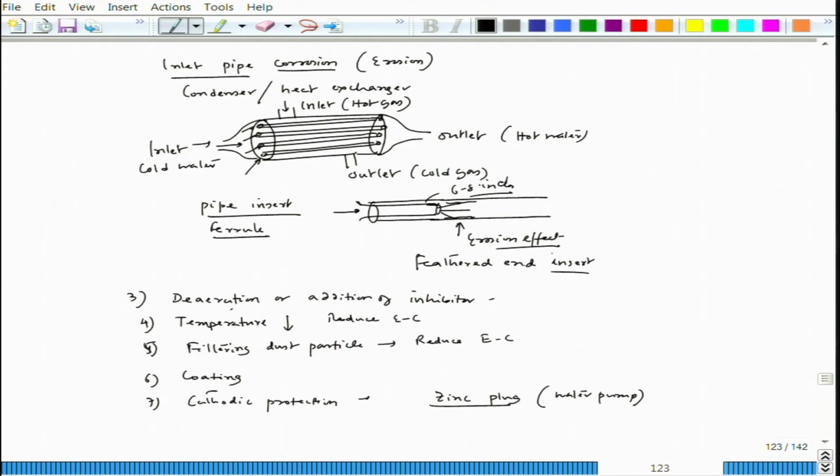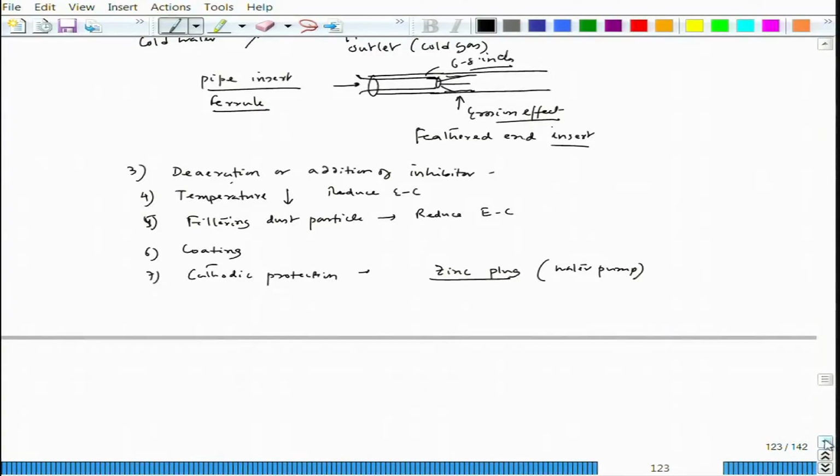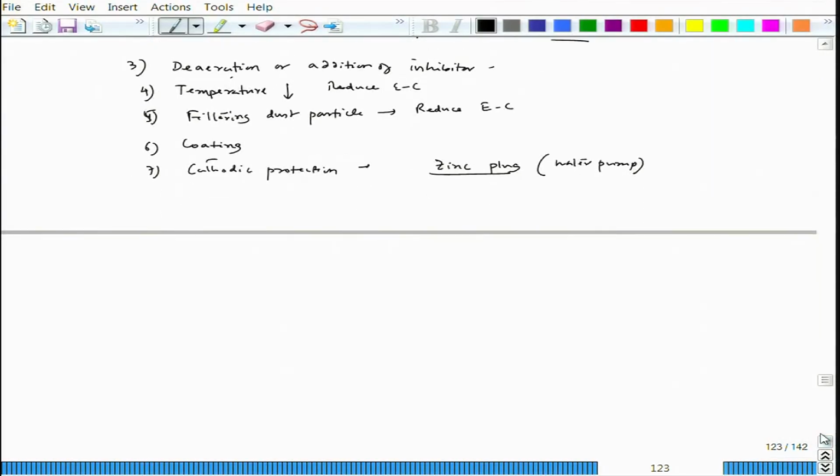But if you could see, mostly we are thinking of the design part. Okay. So, design makes a huge difference in the case of erosion corrosion, fine. So, now let us take up one special mode of erosion corrosion, that is cavitation. Okay. So, let us talk about cavitation.